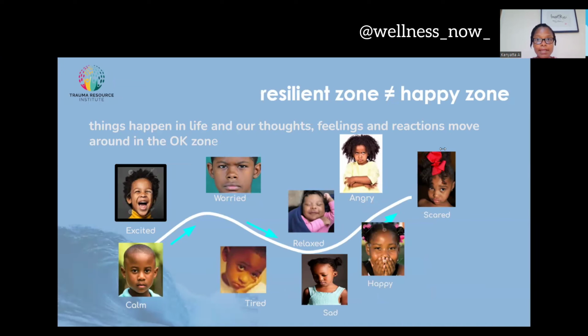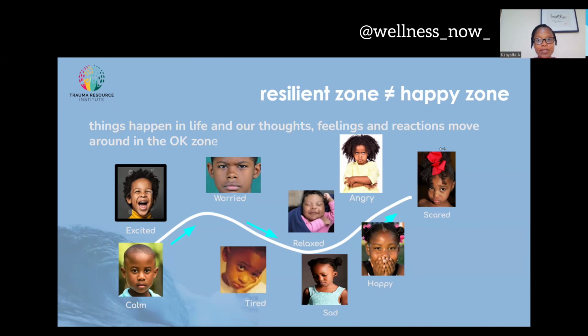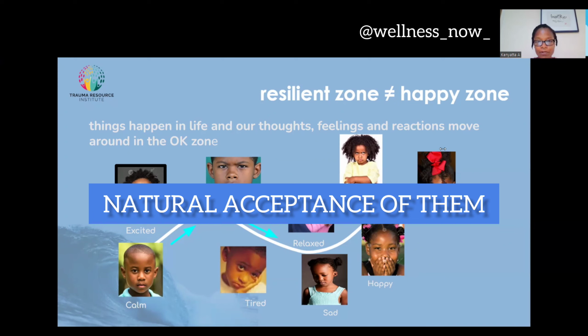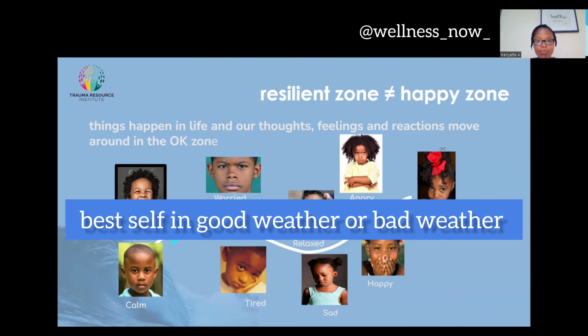Even though there is a nice dynamic flow, I'd like to note that okay zone does not equal happy all the time. We still experience a range of human emotions, energy in motion. But the key is that we're okay as we experience these emotions. We don't have the need to get rid of them, bypass them, get around them, deny them, etc. We can move through them, going up in our zone or coming down, not resisting life. We may be sad, mad, or neutral and still be okay. It is said that when we're in our resilient zone, we are our best selves in good weather or bad weather.